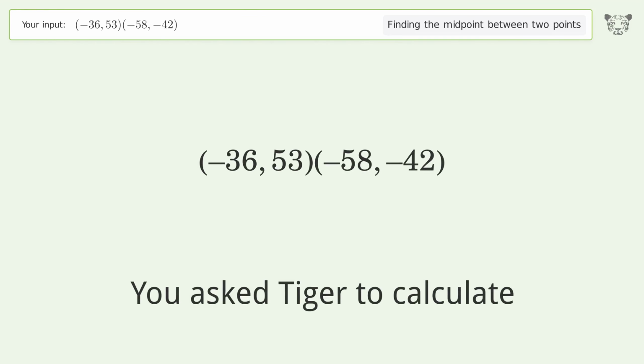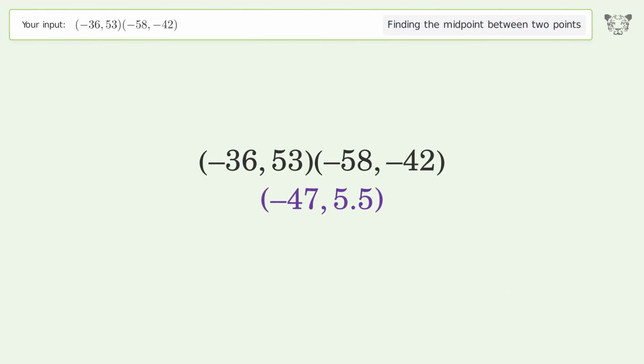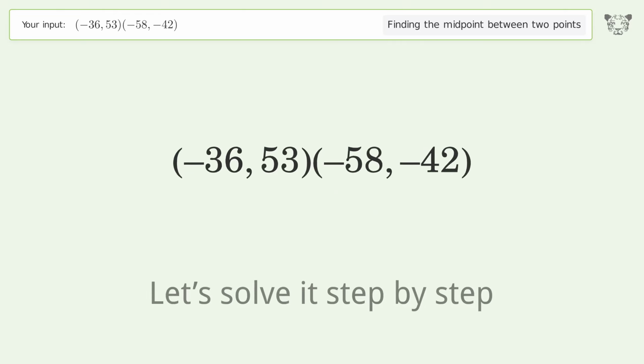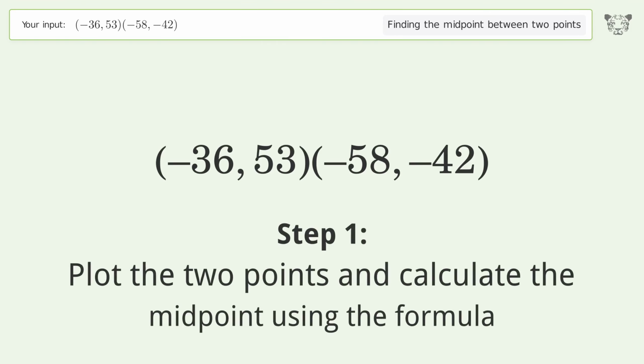You ask Tiger to calculate. This deals with finding the midpoint between 2 points. The midpoint between the 2 points is -47, 5.5. Let's solve it step by step. Plot the 2 points and calculate the midpoint using the formula.